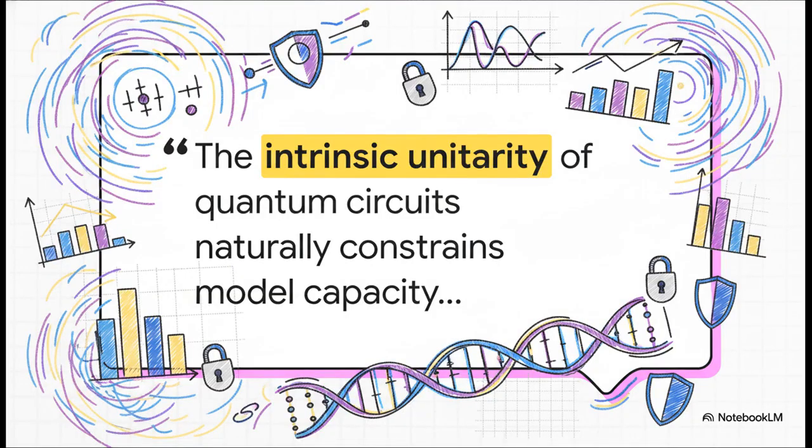But why did it win? The researchers point to this really fascinating concept in physics. They note, "the intrinsic unitarity of quantum circuits naturally constrains model capacity and helps reduce the risk of overfitting." Okay, in plain English, unitarity essentially means that quantum operations have to preserve the total probability of the system. This acts as a natural, built-in guardrail. It physically prevents the AI from wildly distorting the data just so it can memorize the training set. It essentially forces the model to actually learn the broad general patterns of the financial market.